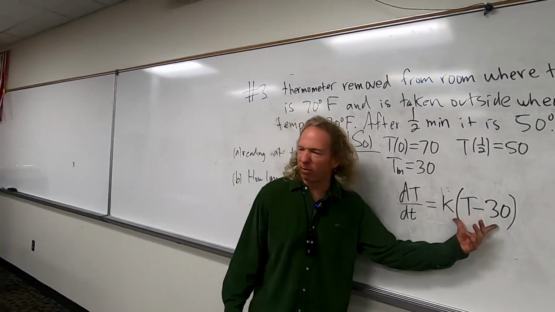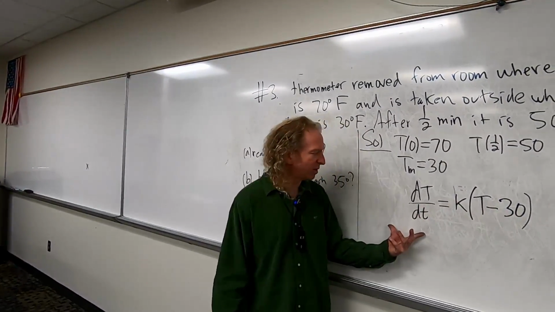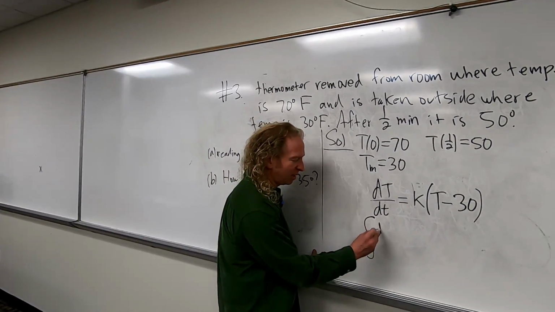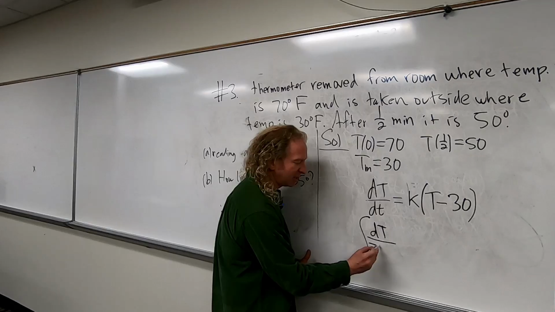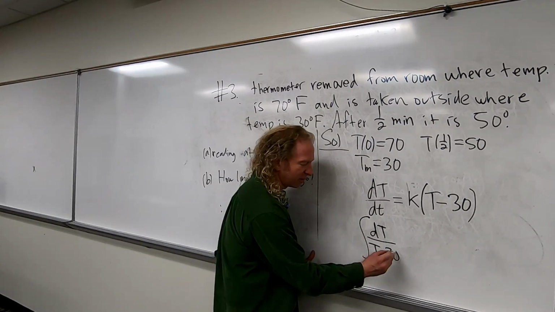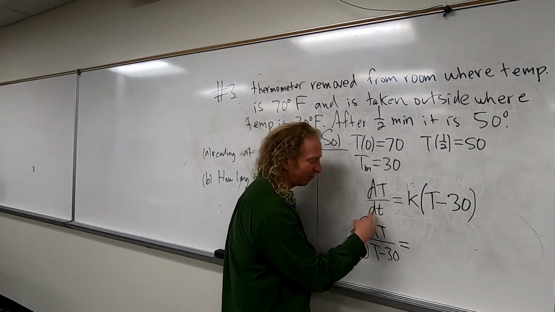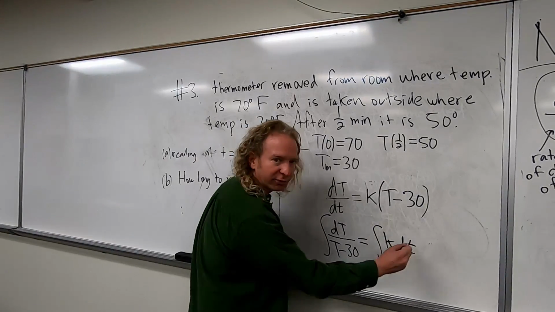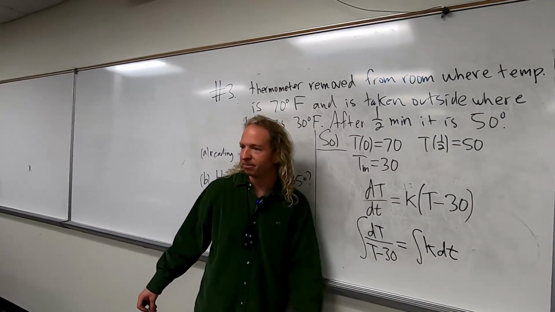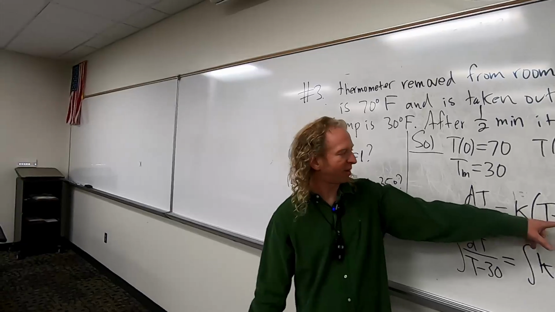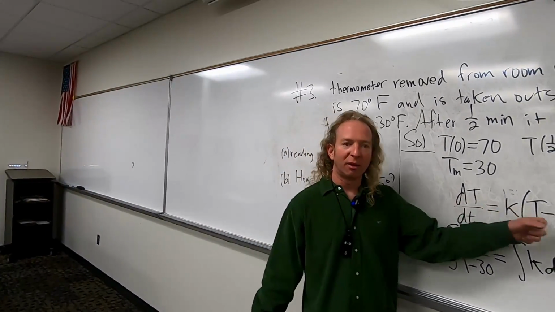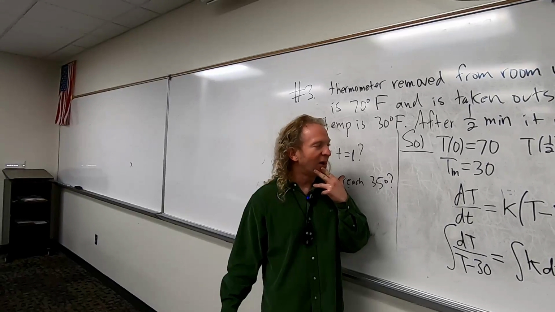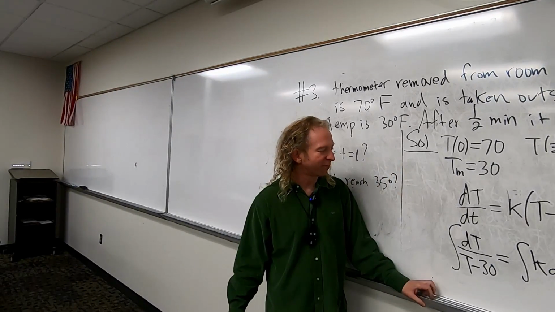Okay, so this is separable, right? So you divide by T minus 30, multiply by dt. So we have dT over big T minus 30 equals, multiply by little dt, k dt, right? Beautiful stuff. So just divide by this, and then multiply by dt. It's a nice application. I like Newton's law of cooling. It's an easy one to do.